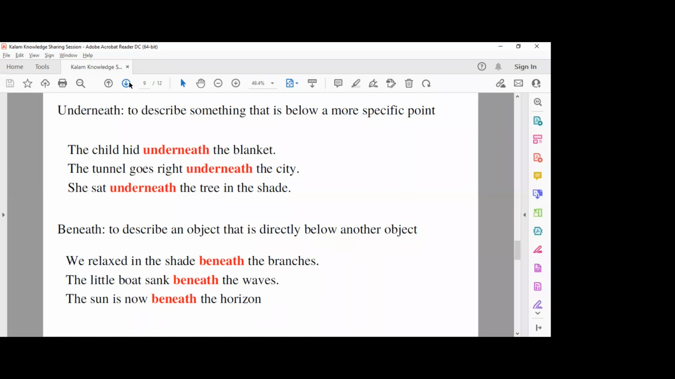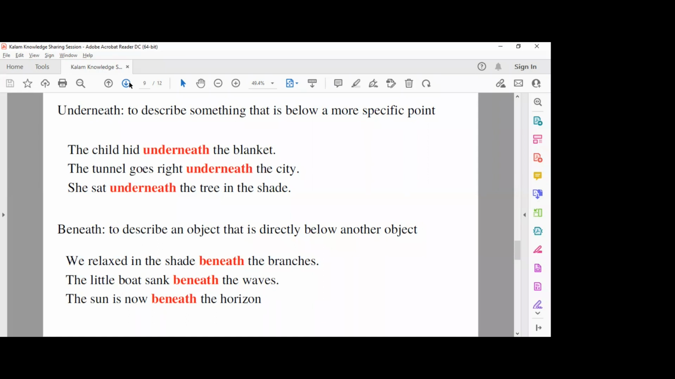Next one is beneath, to describe an object that is directly below another object. When we are talking about something directly below another object, here we have to use beneath.